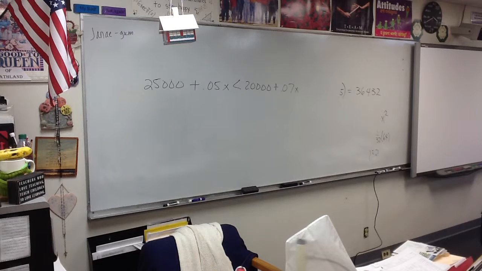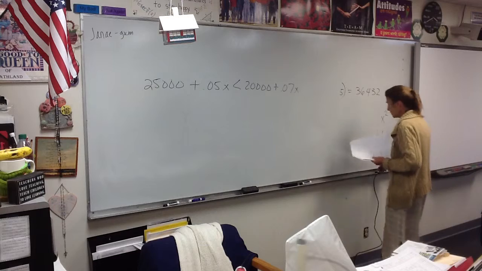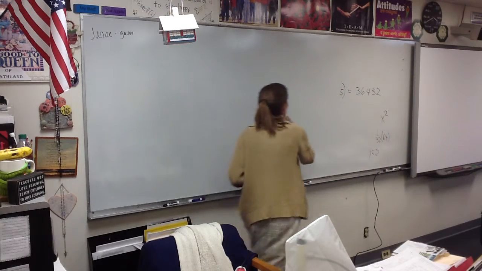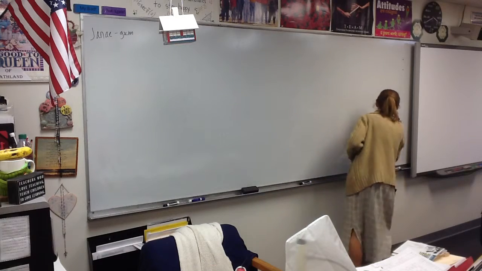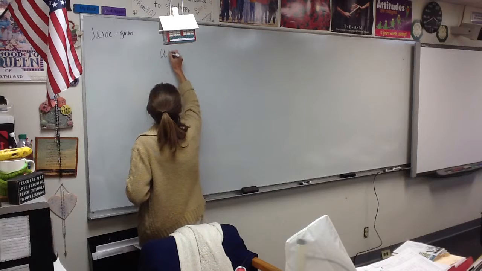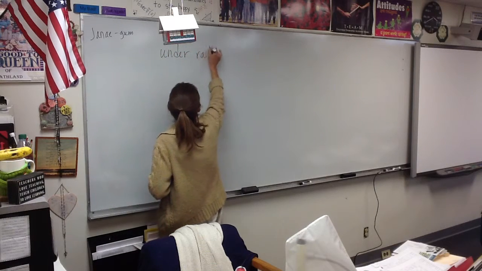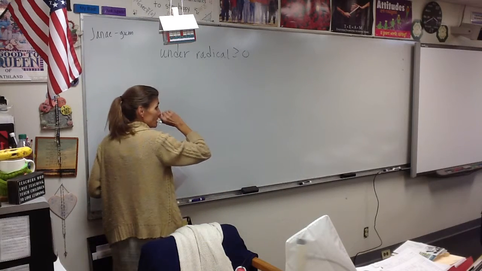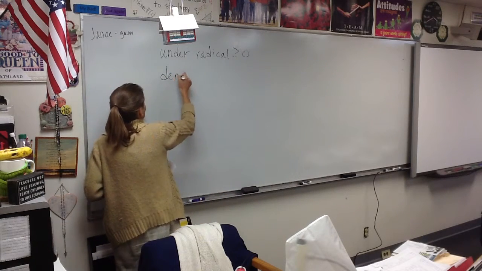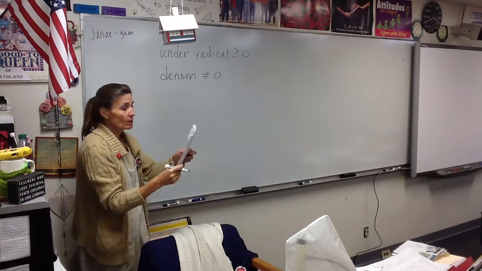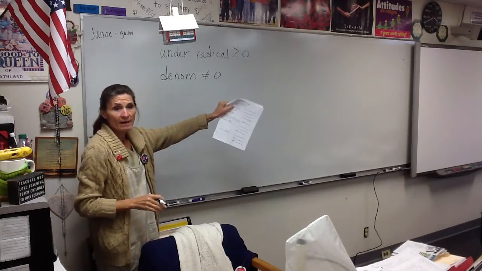For the last time, what are the things I have to worry about with domain? Whatever is under the radical is greater than or equal to 0. Thank you, Erica. And the other one is? The denominator cannot equal 0. There we go. So when I look at problem number 1, right off the bat, I have both.